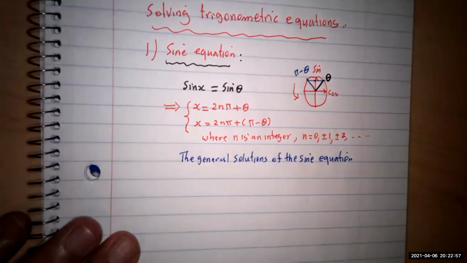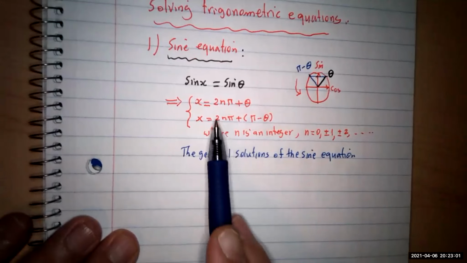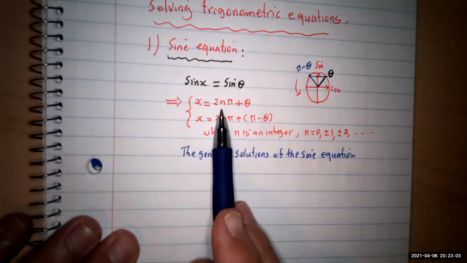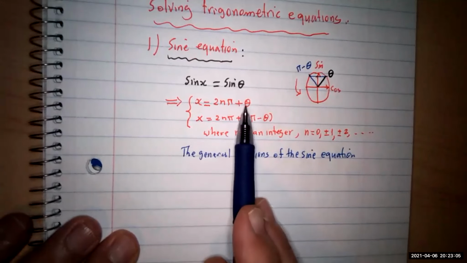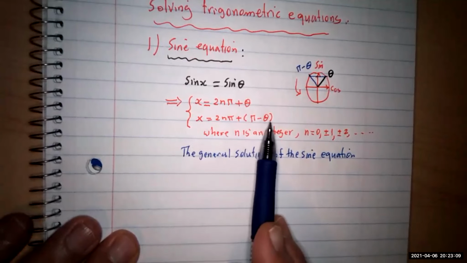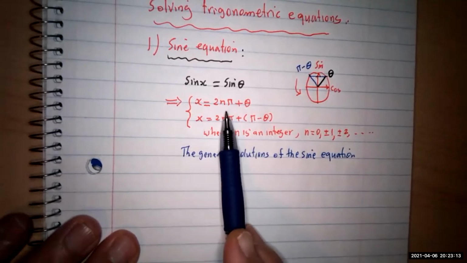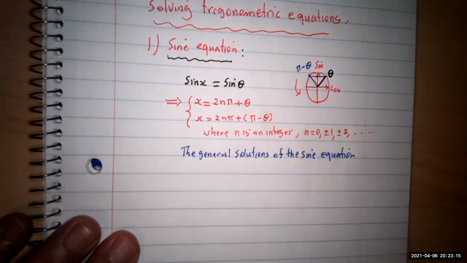Then you may have some restriction, if you like. If you have some restriction, then you see if you replace n by 0, for example, you get x equal to theta from the first one. From the second one, we get x equal to pi minus theta. So we get two solutions. If you replace n by 1, 2, 3, 4, 5, 6, we get many solutions.